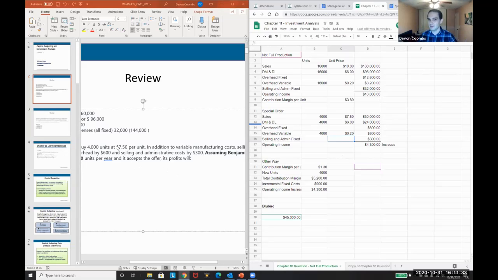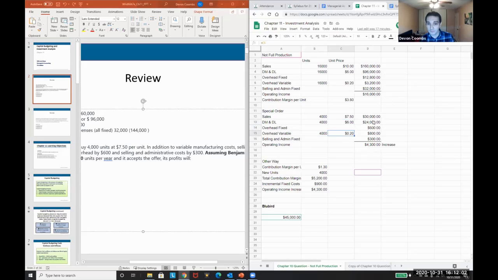The special order is for less, and this is normal, right? If a customer reaches out and says we'd like to do a bulk order, we normally will give them a bigger discount for that larger order. So they're getting it for less of a price. That's 4,000 times $7.50, so we're getting less revenue per item. And then our variable costs are going to stay consistent with the pattern of variable costs, right? So the variable costs are going to stay $6 a unit for the 4,000, and our overhead variable is going to be 20 cents a unit for the 4,000.